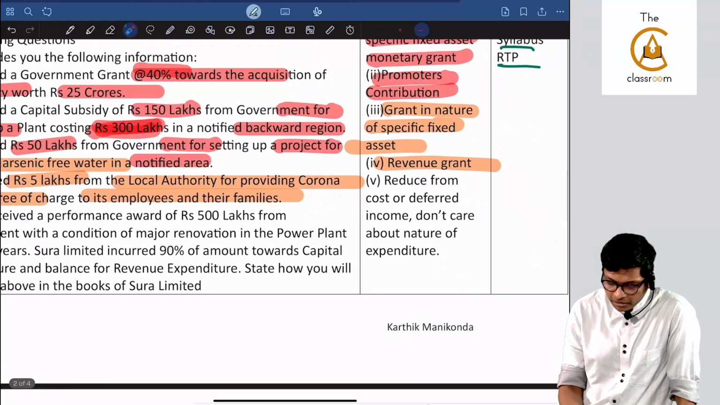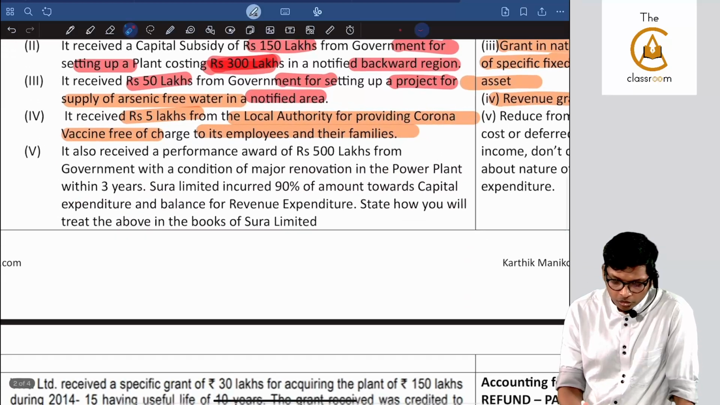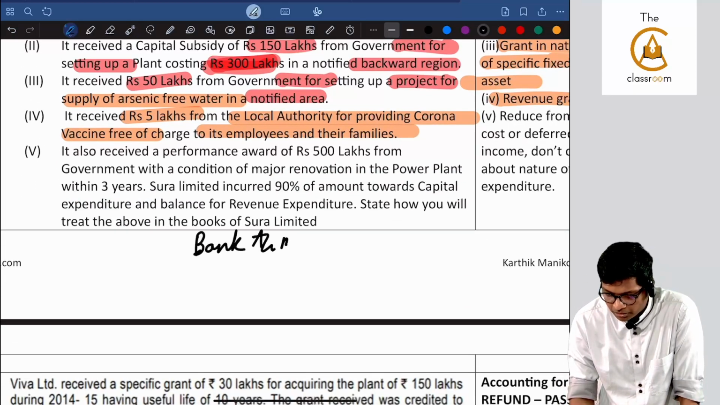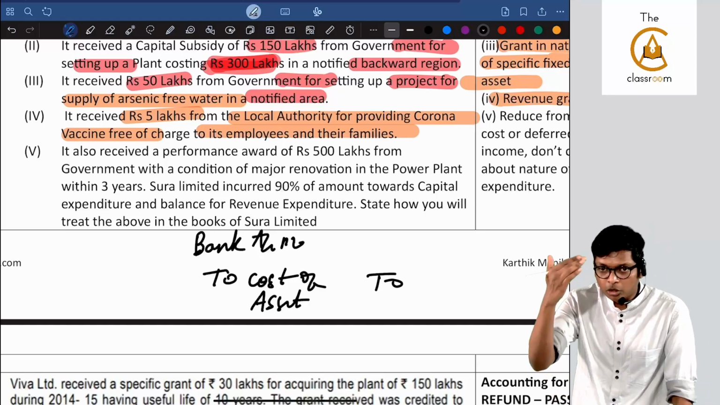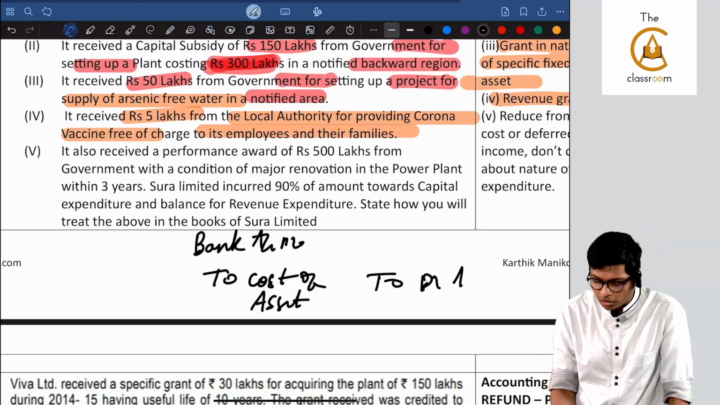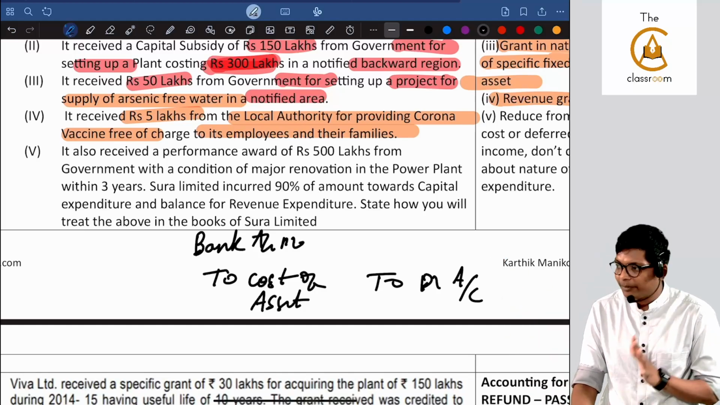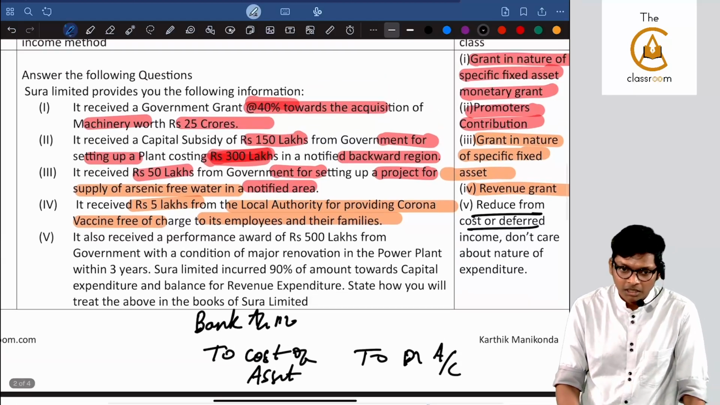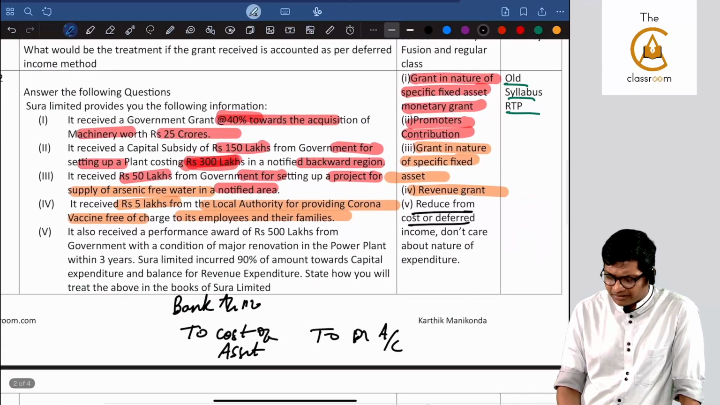So here they are saying you got this for major renovation in power plant. So the money you received, bank account debit. There are two options: either reduce the cost of asset that you already spent, or deferred income account. Deferred income we have a separate sum, I will explain in that sum. Are you following, guys? Reduce from cost or deferred income. Any doubts in this question? Hello? Easy one, some past RTP. Okay.